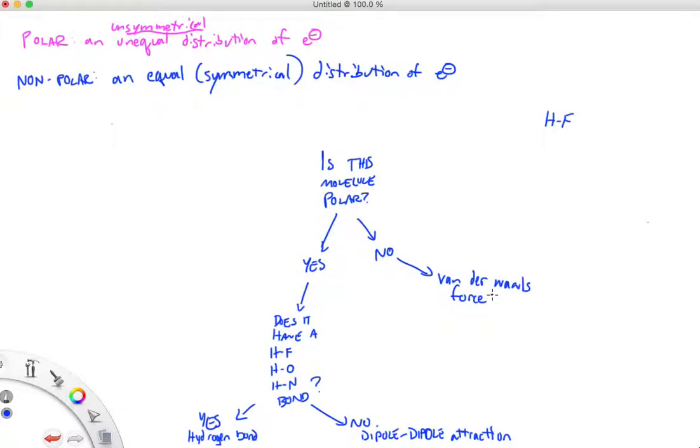Say van der Waals. Okay. So we got three different types of forces here, three different types of intermolecular forces. I'm combining two lessons into one for this video right here.